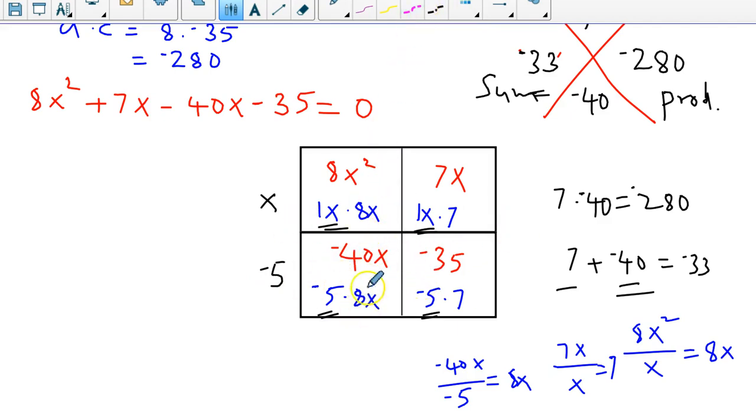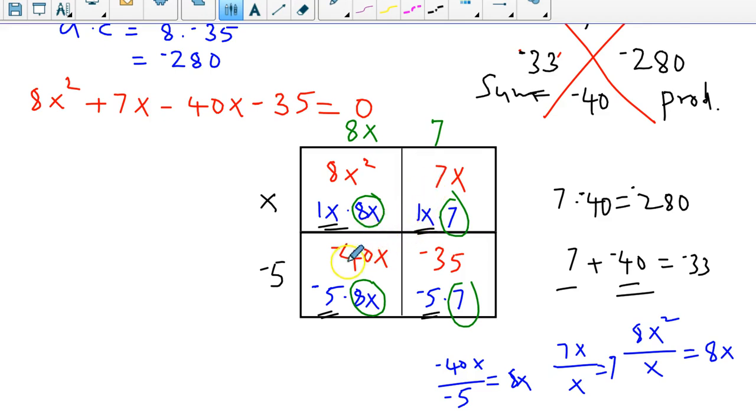Now go to the column. In this first column, I'm seeing 8x, 8x. So that 8x came out as a common factor. Then in the second column, 7 and 7. So that 7 came out as a common factor.